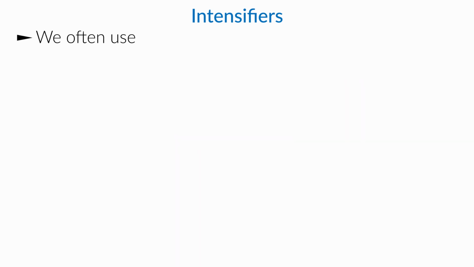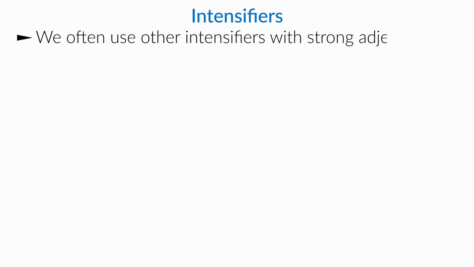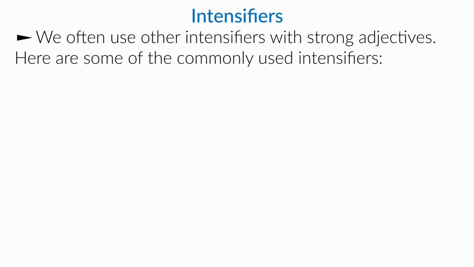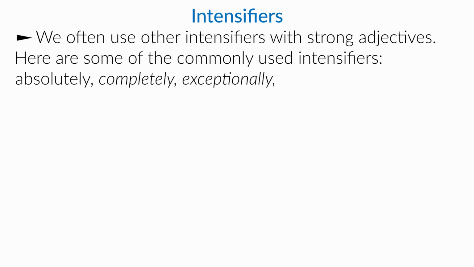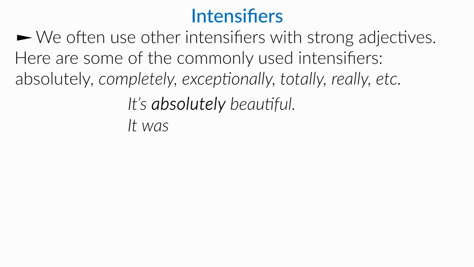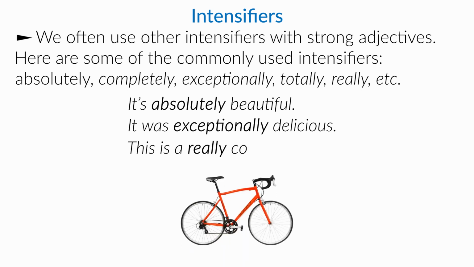We often use other intensifiers with strong adjectives. Here are some of the commonly used intensifiers. Absolutely, completely, exceptionally, totally, really, etc. For example, it's absolutely beautiful. It was exceptionally delicious. In English, to give more emphasis to the subject, the adverb is also used. This is a really cool bike.